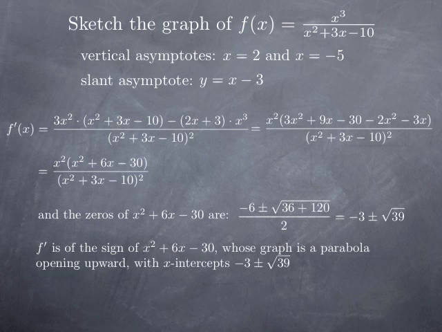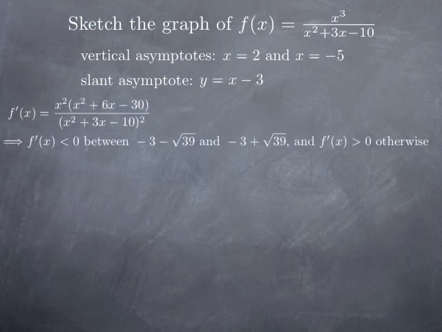So f prime is of the sign of the quadratic function x squared plus 6x minus 30. Because the coefficient of x squared is positive, the graph of this function is a parabola that opens upward. We know what the x-intercepts are: negative 3 minus root of 39 and negative 3 plus root of 39. Because it's a parabola that opens upward, it's going to be negative between the roots and positive outside of the roots.